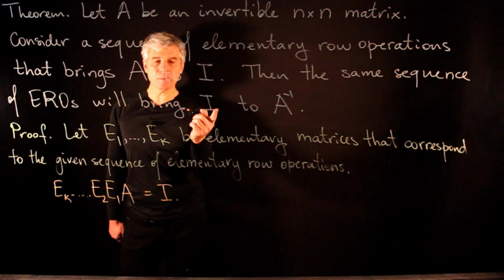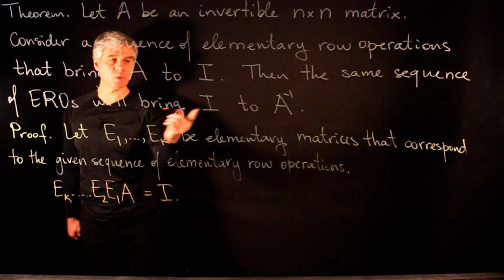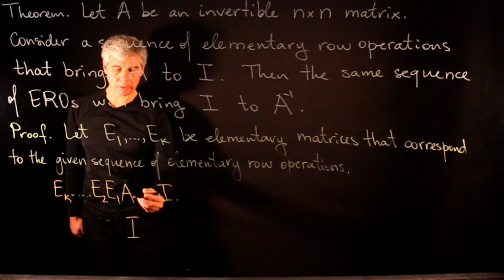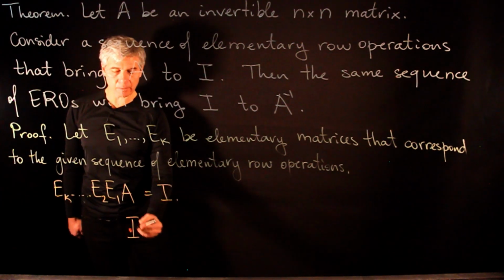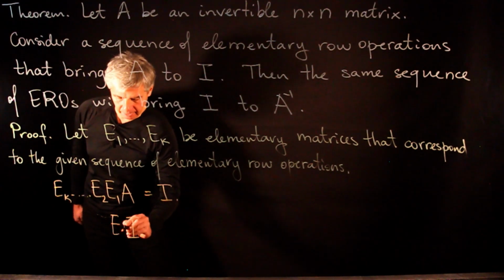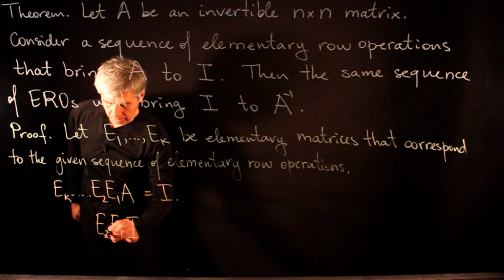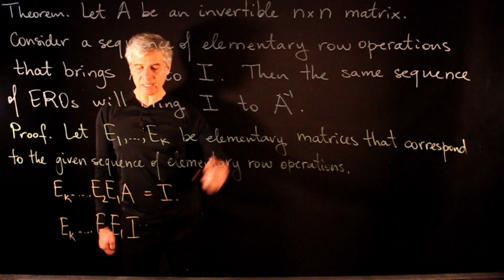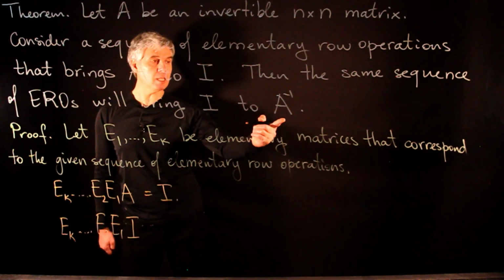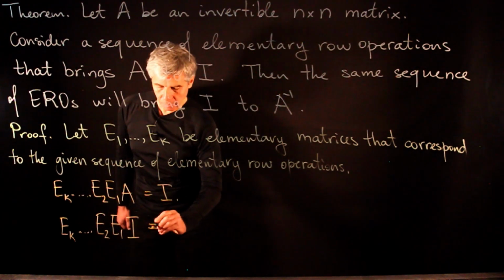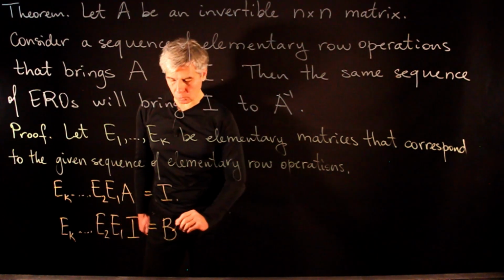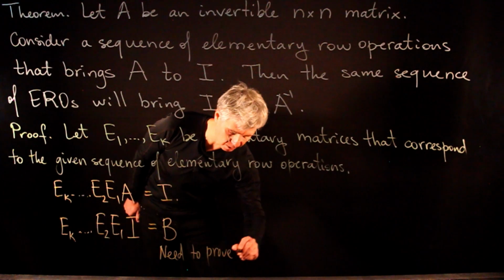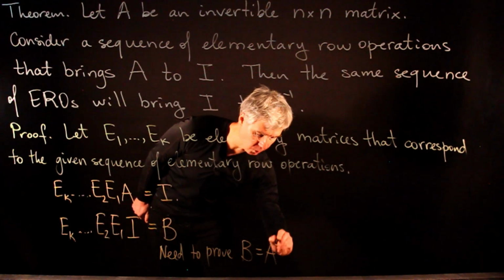Now, let us apply the same sequence of elementary row operations to identity matrix. So in terms of elementary matrices, this can be written as a product. Instead of starting with matrix A, we start with identity matrix, and we multiply identity matrix by the sequence of elementary matrices. This theorem claims that the result of this computation will be the inverse of the matrix A. For now, let us call this matrix B. So we need to prove that B is equal to A inverse.